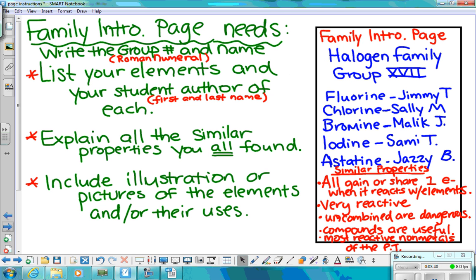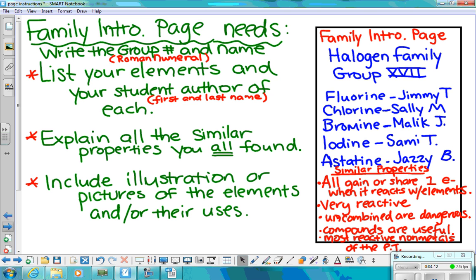Some of you are going to be doing the family introduction page. This is what this needs. You're going to have to write the family group number, the Roman numeral, and the family name, which I have done. Halogen family group 17. You're going to list the elements that you actually researched and the student name next to it. So I listed all of my elements that students researched and put their names next to it. So when the teacher's grading it, she knows who the author was for each element.